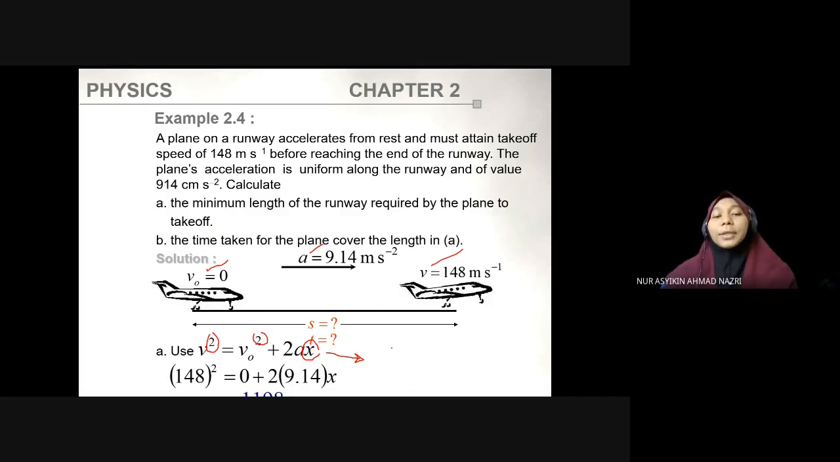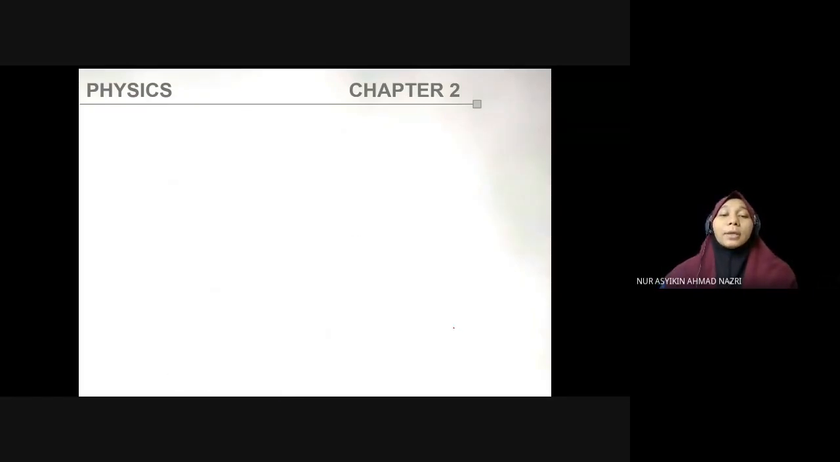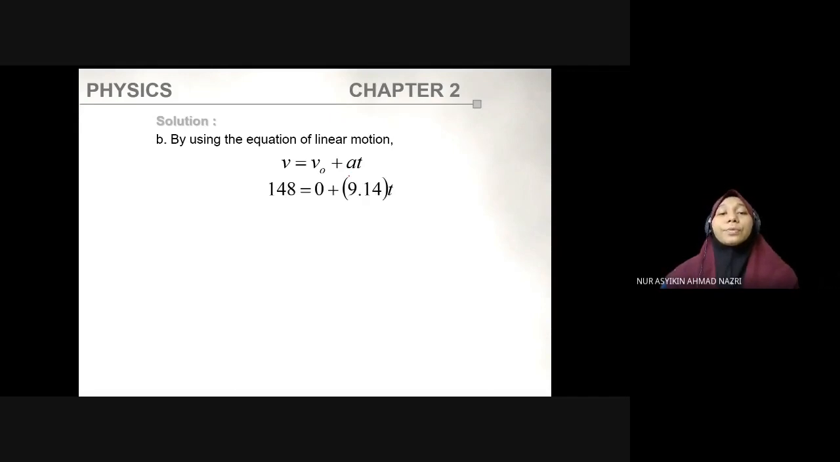So time taken, what does it ask for? Any problem? No problem. We already have a lot of information here. So it's up to you which expression you want to use. Okay, you can use this one too, since it's still moving with uniform acceleration. So it's no problem. You may use this one and find your T, and the time used before takeoff is 16.2 seconds.